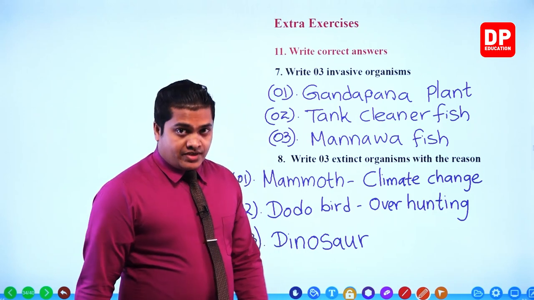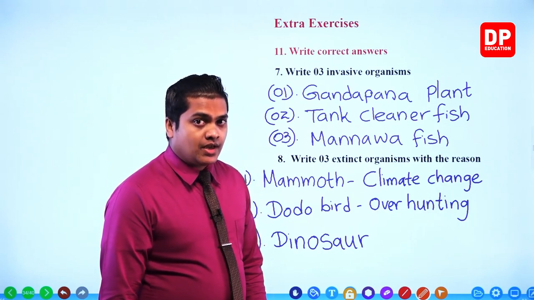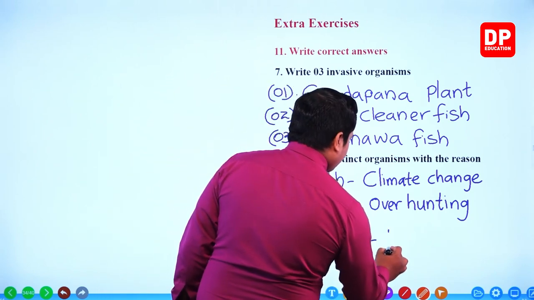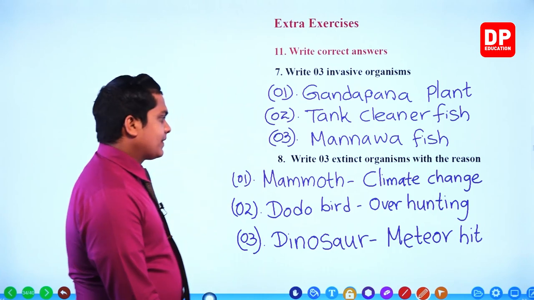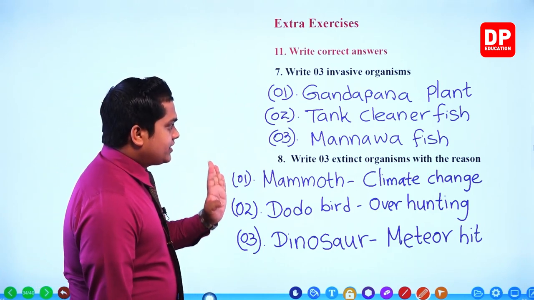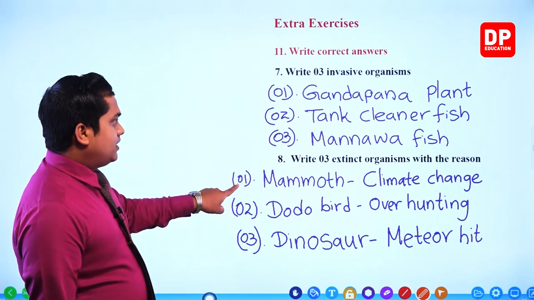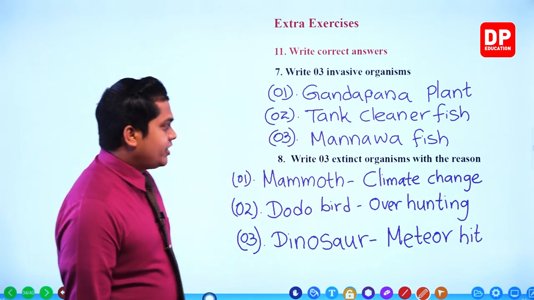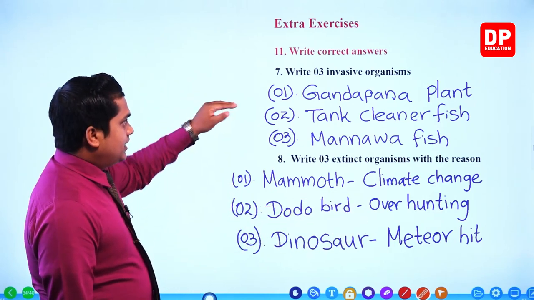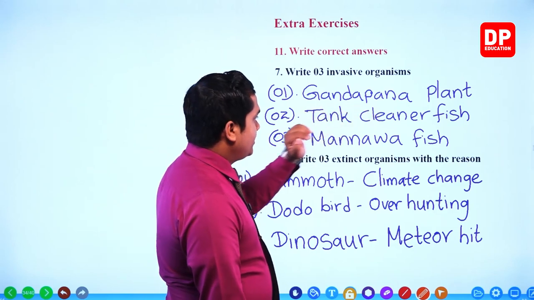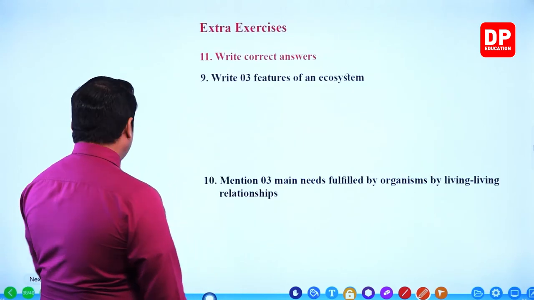So dinosaurs, my dear children, went extinct mainly because of a meteorite collapse, a meteor hit. So these are the three types of organisms that got eradicated because of these particular reasons. Mammoth got extinct because of climate change, dodo bird because of overhunting, dinosaur because of meteor hit. Then three invasive organisms are Gandapana plant, tank cleaner fish, and Mannawa fish.